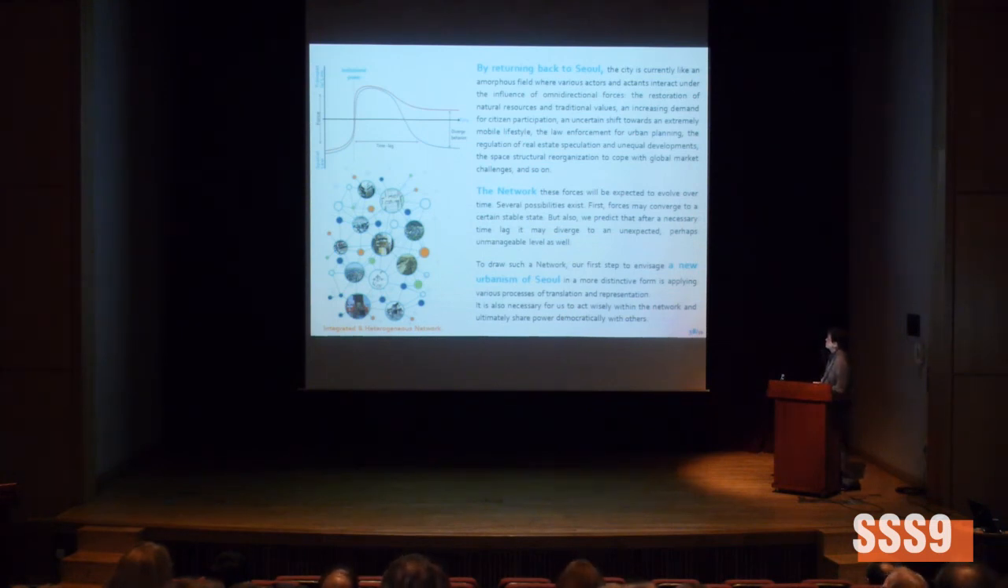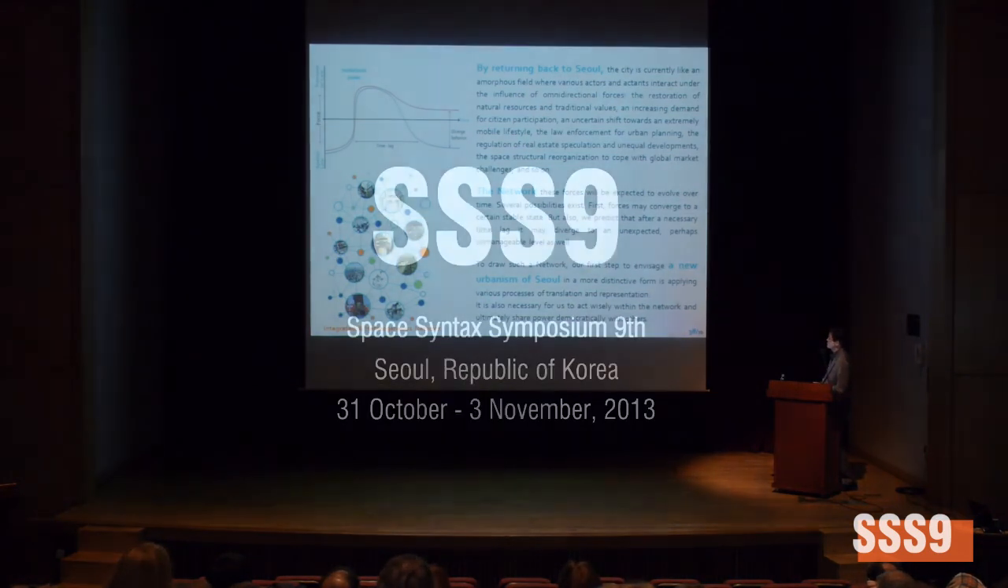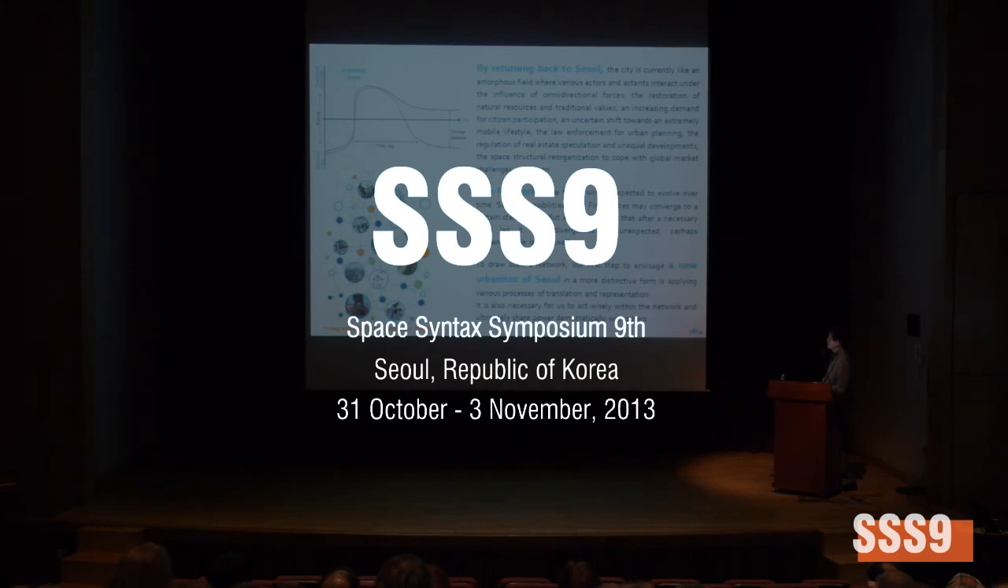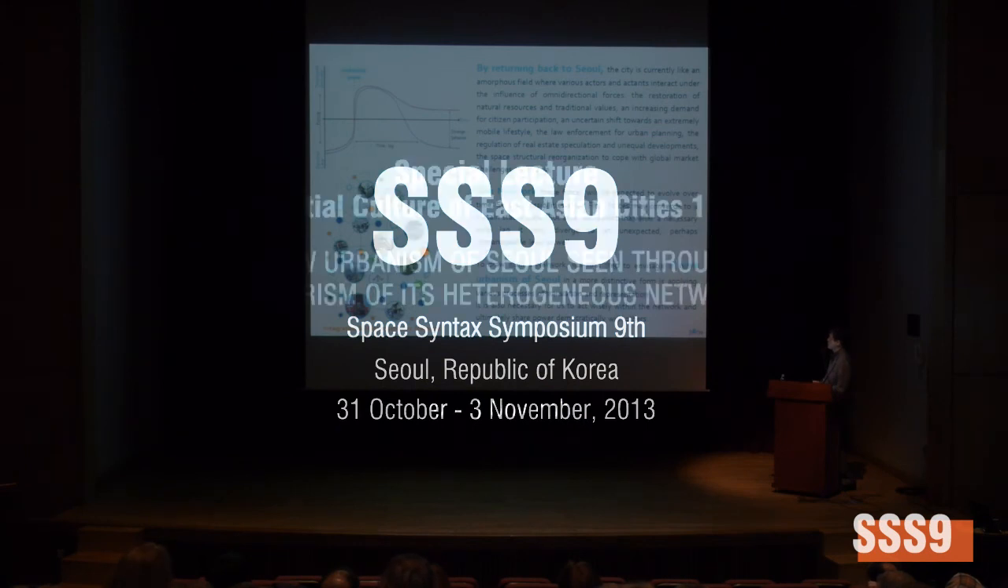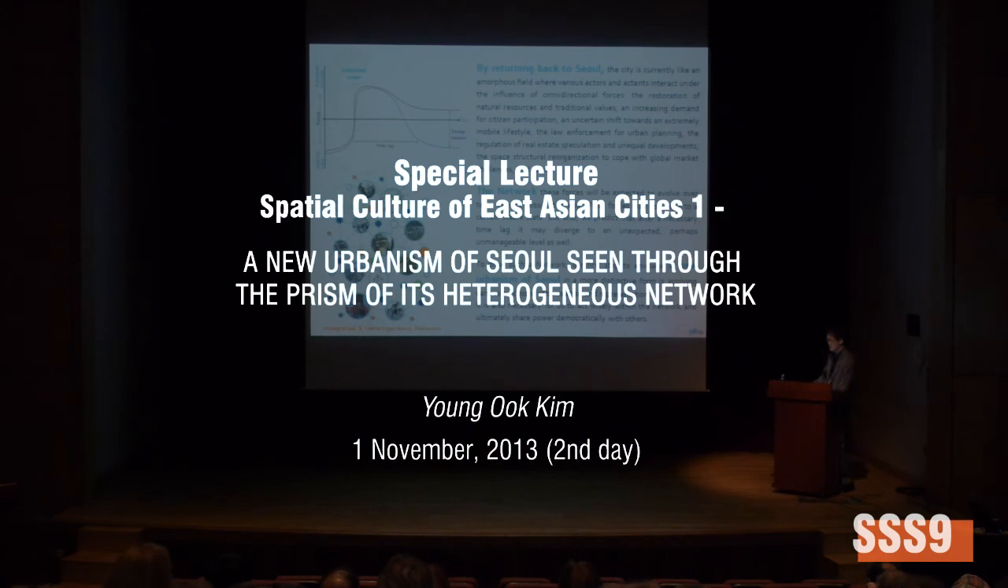To draw such a network, our first step to investigate the new urbanism of Seoul in a more distinctive form is applying various processes of translation and representation. It is also necessary for us to act wisely within the network and ultimately share power democratically with others.